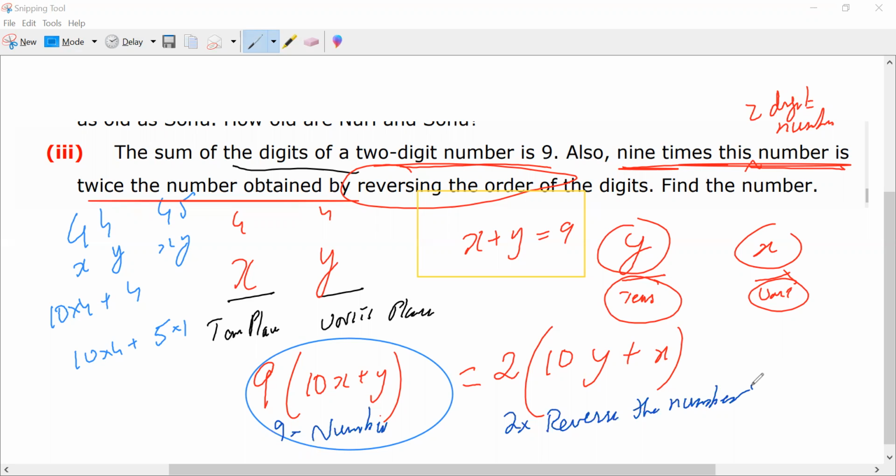Is it clear? When you're multiplying, 2 into 10y is 20y and 2 into x is 2x. 9 into 10x is 90x and 9 into y is 9y. Upon solving, you'll get the x value as 1 and the y value as 8. So kindly do this question and let me know whether you're getting the same answer or not.